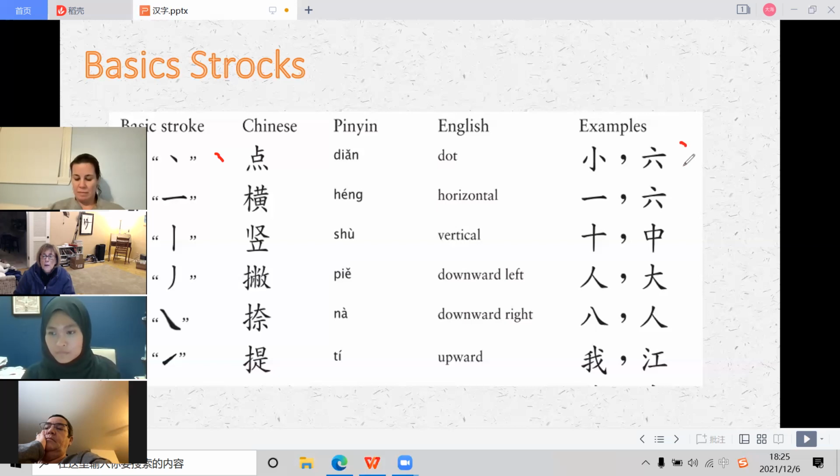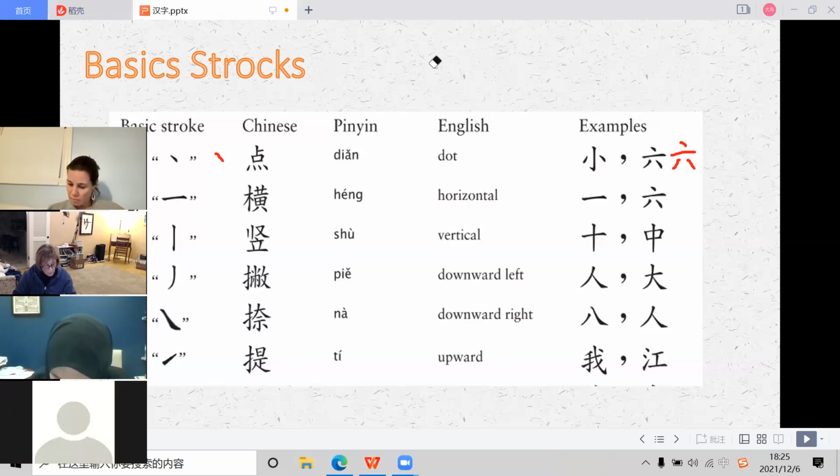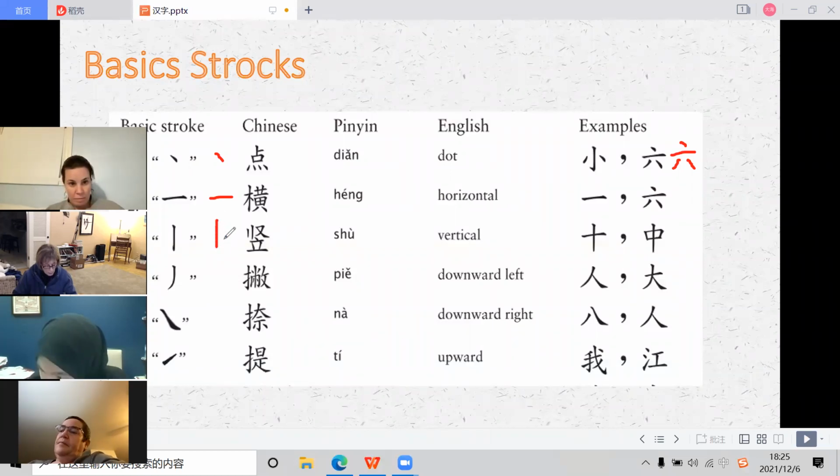And the second one is 横, horizontal. It's like this, from left to right. 横, from left to right. And 竖 is vertical, from up to down. 竖.